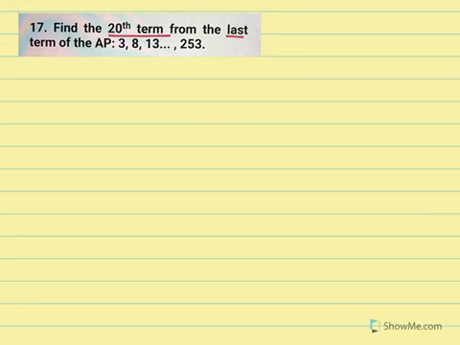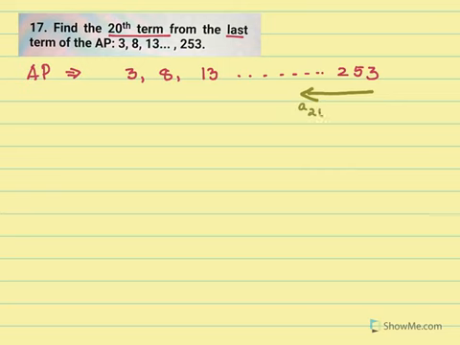Find the 20th term from the last term of the AP. So here my AP is 3, 8, 13 and this is 253. I need to find the 20th term from this end. The 20th term from the end. So what I do is I will reverse the AP. So on reversing the AP, I'm going to write 253 first because I need to find 20th term from the last. And then I write 13, 8 and 3.